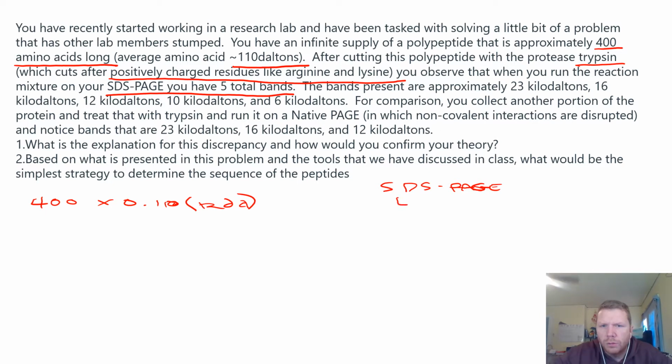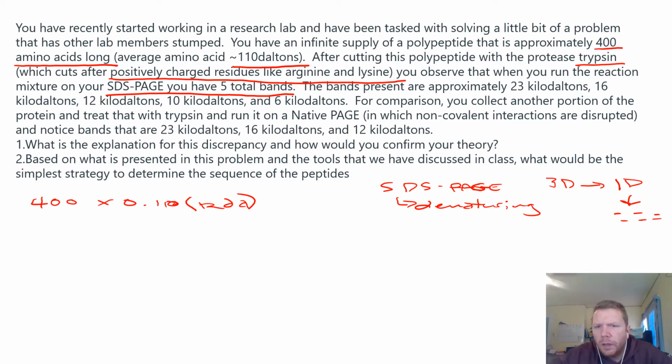SDS page, that is in denaturing conditions. So what do you see whenever you're in denaturing conditions? One thing that you're going to see is you're going to basically take the 3D structure of a protein and convert it to a straight chain, a 1D. And that's going to also give you uniform negative charge. Those are all my negative charges across the length of the polypeptide chain.